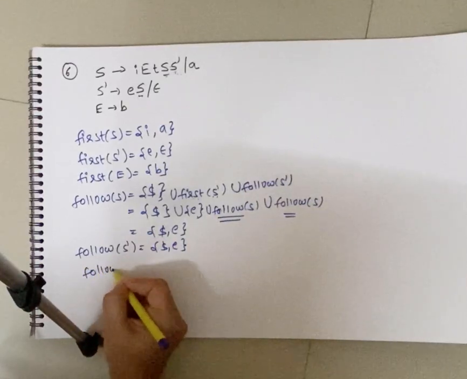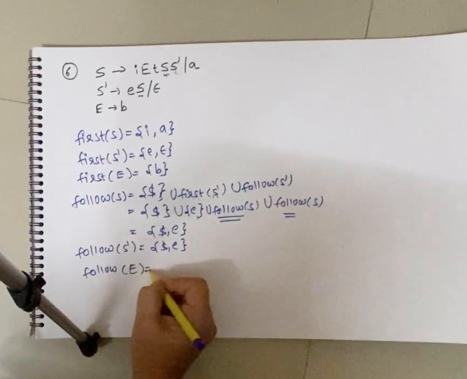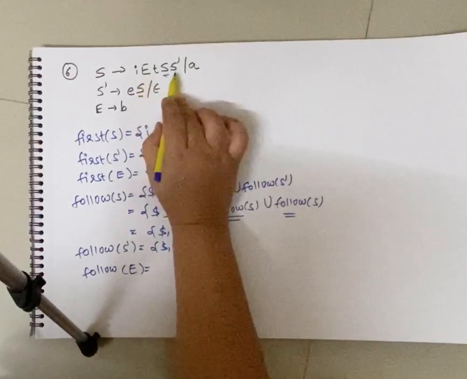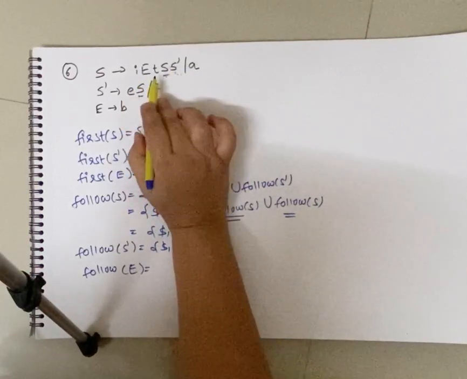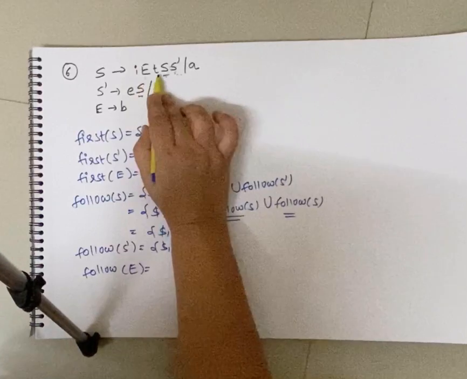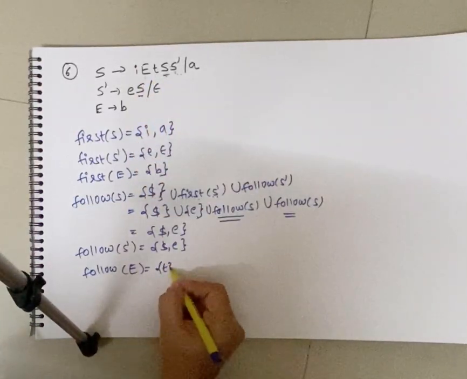Now follow of capital E. You have capital E over here only, nowhere else. So what is following capital E? Small t. So small t is going to be there.